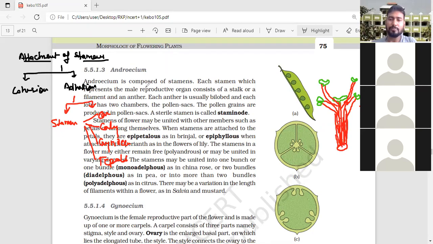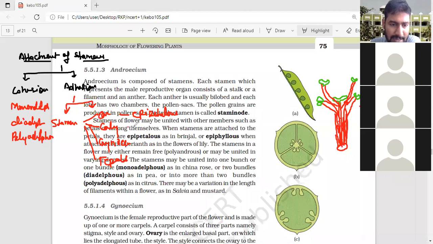Now, in cohesion there may be different conditions: monadelphous, diadelphous, and polyadelphous. Here the stamens will be epipetalous if attached to the corolla, episepalous if attached to the calyx, and gynostegium if attached to the gynoecium.